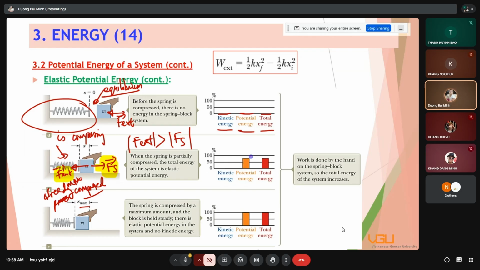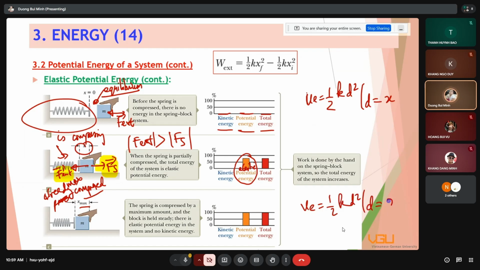So here we have potential energies. Actually, here we say elastic potential energy because now we have X, and we know U is half k d squared. Now this is X, and here you get maximum compression. So now we have U equals half k d squared, but now d is X max. So you get maximum elastic potential energy and maximum total energy. This one is the physical model, and this one is the energy diagram of a system.